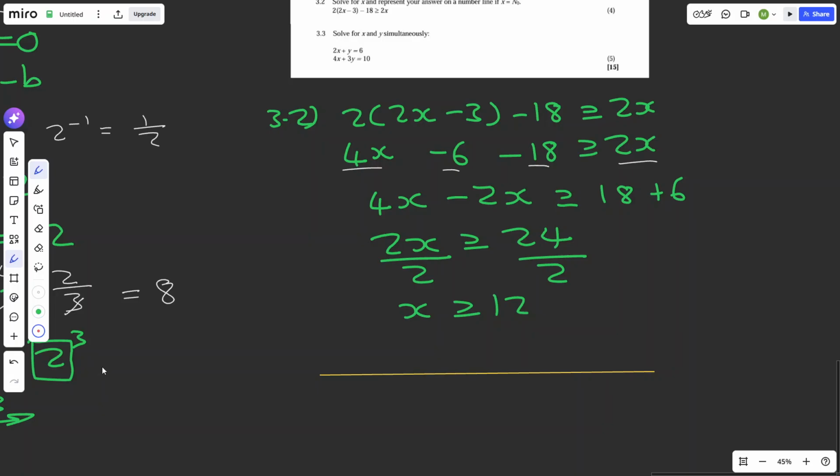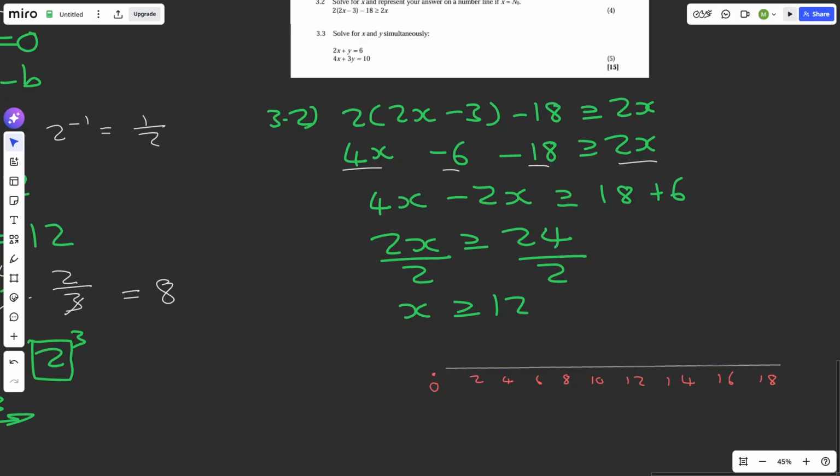On this number line, let's say 0 starts somewhere here. So 0 is here, and then let us increment as we go to the right: 2, 4, 6, 8, 10, 12, 14, 16, 18, etc. We can just extend this part to the right.